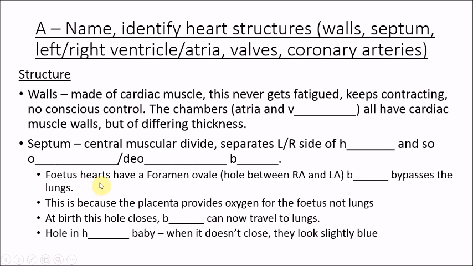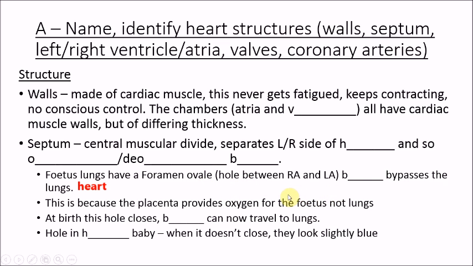So fetus hearts have a foramen ovale, which is a hole between the right and left atrium. This is because blood needs to bypass the lungs, because there's no need to get oxygen from air, because there is no air in the womb. The infant, the fetus would get oxygen from the mother, so it doesn't need that pulmonary circuit, and so blood just travels around the systemic circuit to the body. At birth, this hole closes, and blood then travels to the lungs. A hole in the heart is when that hole doesn't close, so they look slightly blue when they're born.